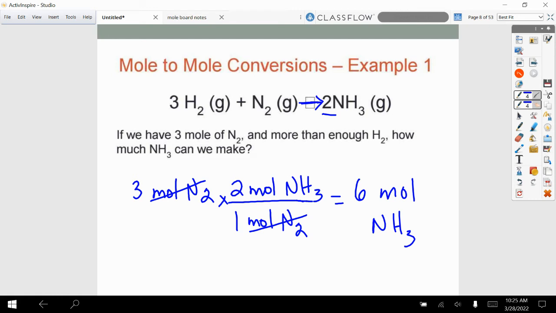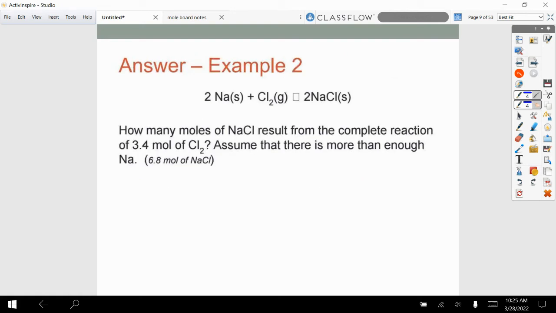Whenever we're doing these, we're just using our relationships and looking at balanced chemical equations. Instead of relating them as molecules, we're just saying that we have moles of this, or just relating the quantity and making it bigger essentially.